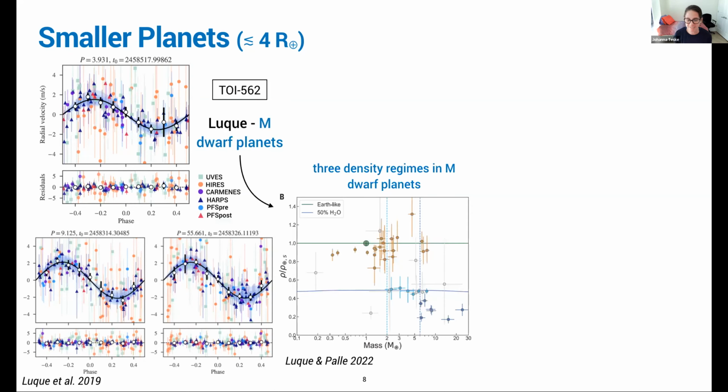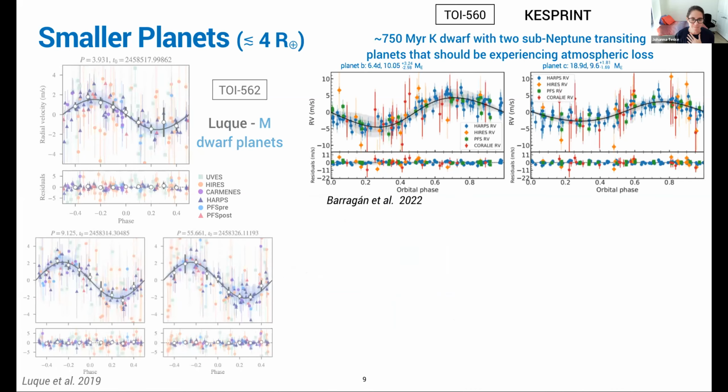This, of course, follows into the sample that Raphael and Enric just published, showing these three different density regimes of planets around M-dwarf systems, which is a result that I'm super jazzed about. So if you haven't read that paper, I highly recommend. There was a KESPRINT paper that we contributed to, TOI 560, and this was an interesting system. It's very young. It has these two sub-Neptune transiting planets that might be experiencing atmospheric loss. I think one has a helium detection already, so important for probing the process of atmospheric loss, which we think, of course, is common in these short period planets.